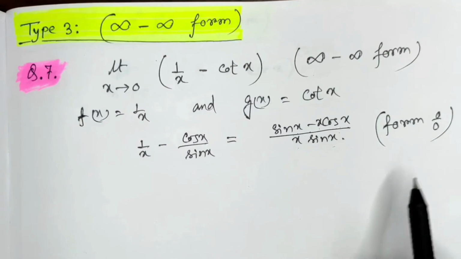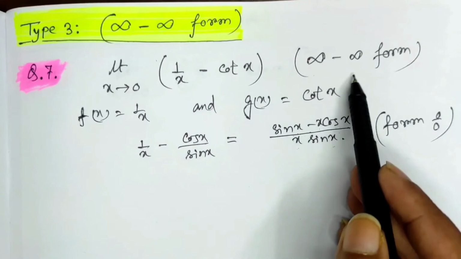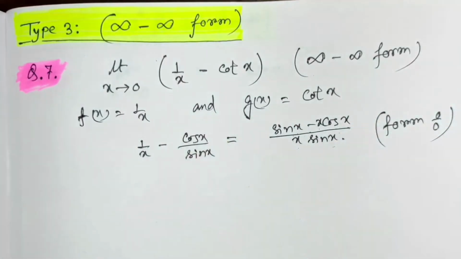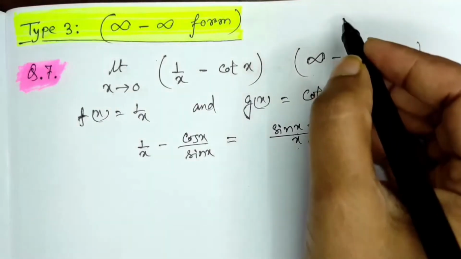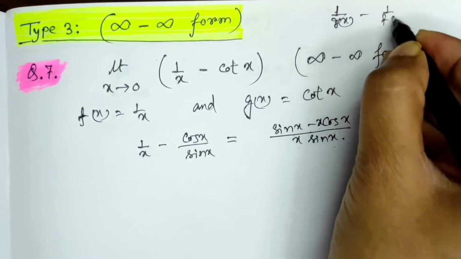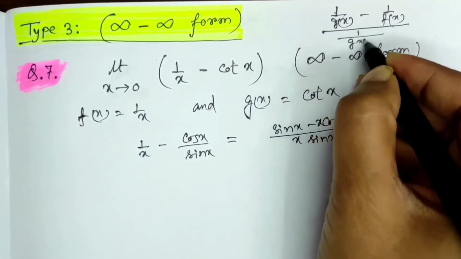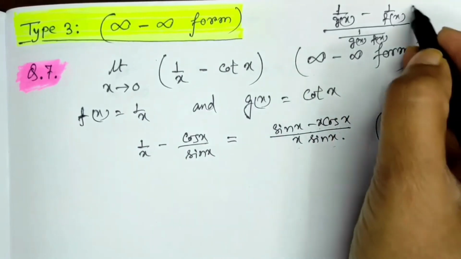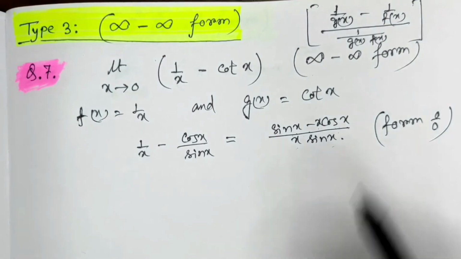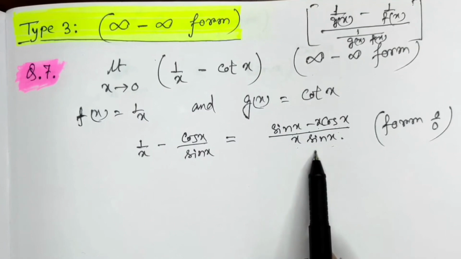But for generality, I can say that if any function is in the form of infinity minus infinity, then we can always convert it into the 0 by 0 form, and the transformation is (1/g(x) minus 1/f(x)) divided by 1/(g(x)f(x)). So this one is same as this one. You just evaluate and calculate, and we shall find out that the same thing I have written here.